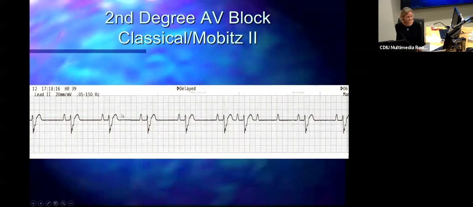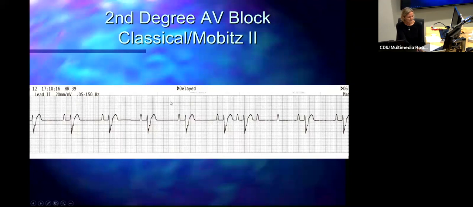So when you're thinking of the blocks, one way to think of it, step 1, more P's than R's. Step 2, is the R to R regular or irregular? If it's regular, drop right down to 3rd degree heart block and see if the P's all map out with themselves and the R's all map out with themselves, but they're slower. But the P's and the R's don't have anything to do with each other. They're asynchronous. And if it doesn't fit that, come up to see if it's the classical Mobitz type 2, where the beat is dropped every second beat.